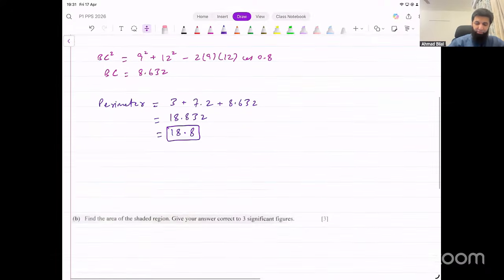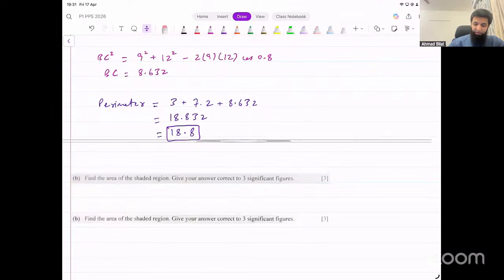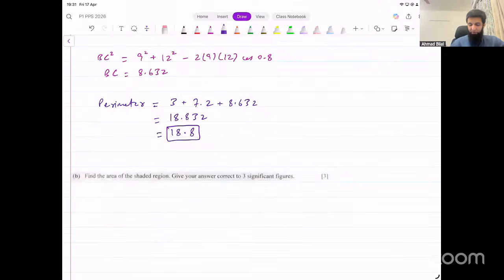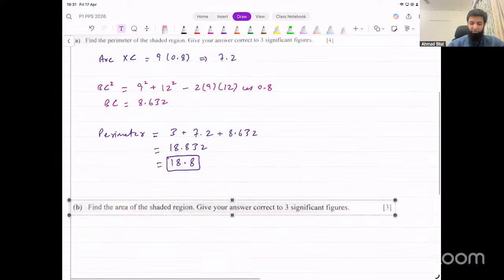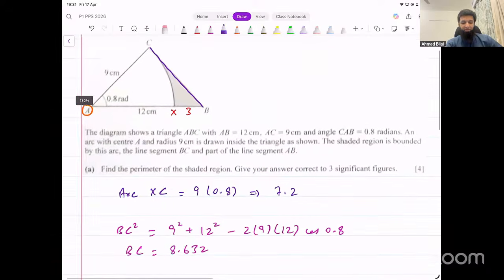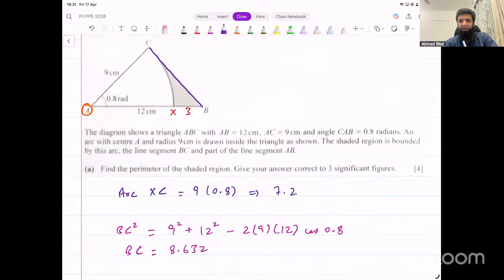Let's move on. Part B. Find the area of the shaded region. Give your answer correct to three significant figures. That's also pretty straightforward now. What's the area of that shaded region? How do we describe that shaded region? It's triangle minus the sector. Triangle minus the sector. Find the area of this triangle. How do you find that?